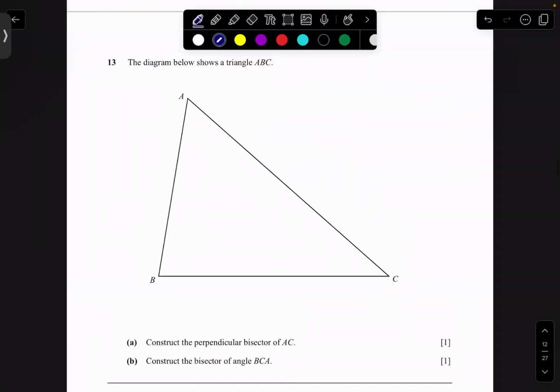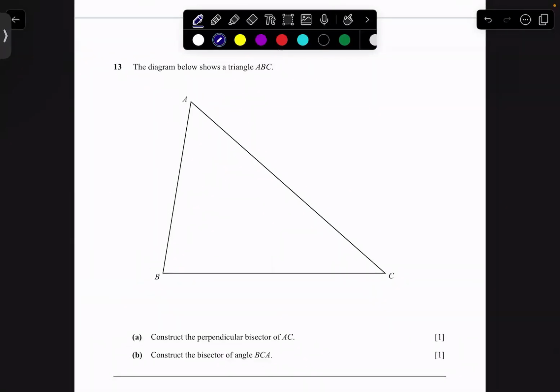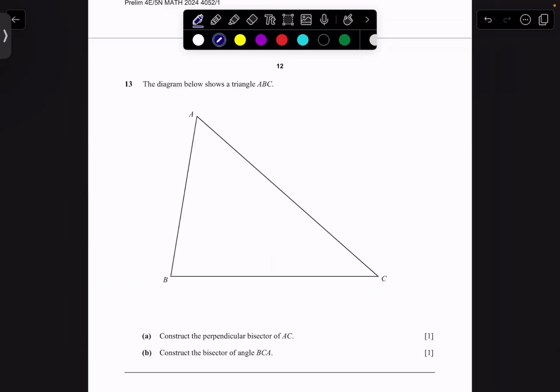Okay, question 13. The diagram shows a triangle ABC. Construct the perpendicular bisector of AC, and construct the bisector of angle BCA. I can't really construct here, so I'll just go through it in detail. To construct the perpendicular bisector of AC, first you take a compass. Open up the compass to be more than half. Place it at point A, and mark an arc. Then place it at point C, use the same length, and mark an arc. Then you take these two intersections and join them. That will be the perpendicular bisector.